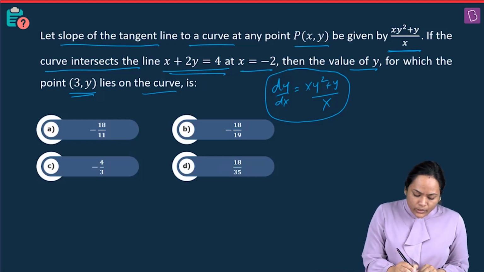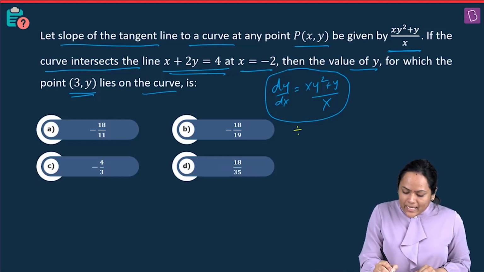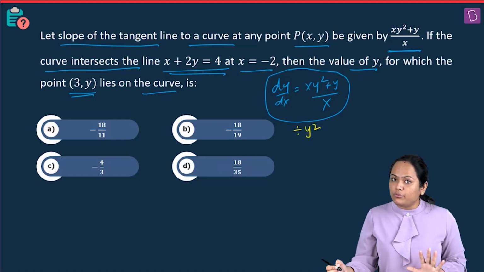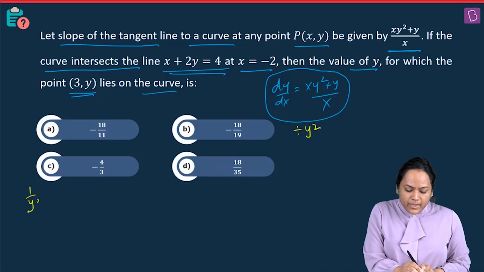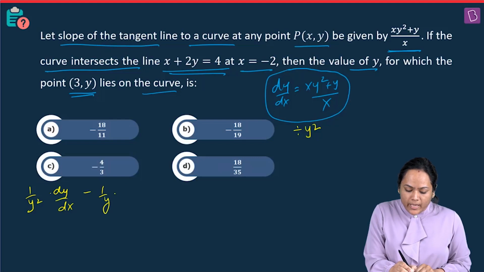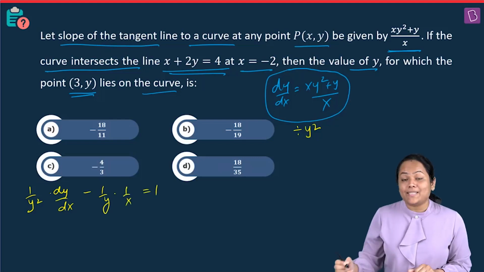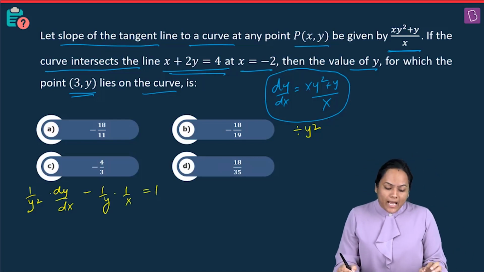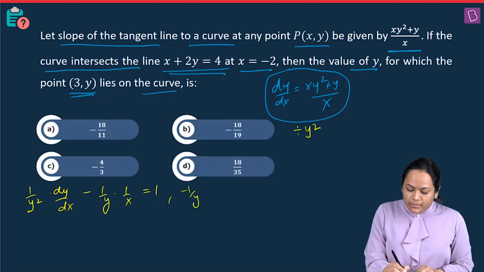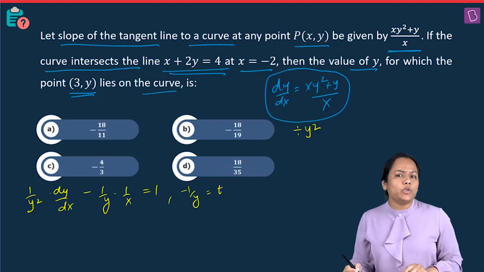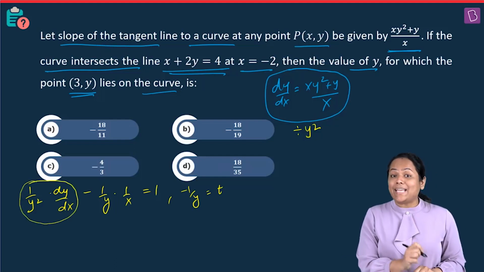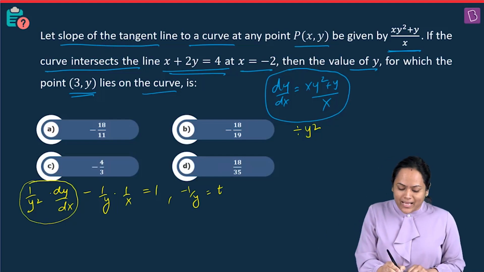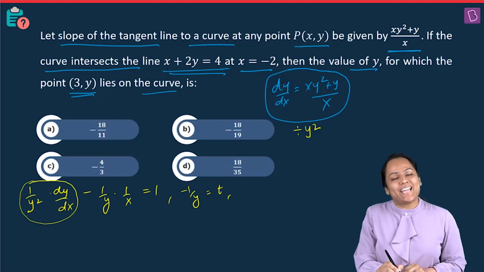So for that, what you do is you divide this entire equation by y square, first of all. So when we divide the equation by y square, it's going to become 1 by y square multiplied by dy by dx minus 1 by y multiplied by 1 by x is equal to 1. Right? And now I'm substituting minus 1 by y as t. Why am I doing that? Because my term 1 by y square into dy by dx can now be written as what? dt by dx, that's correct.